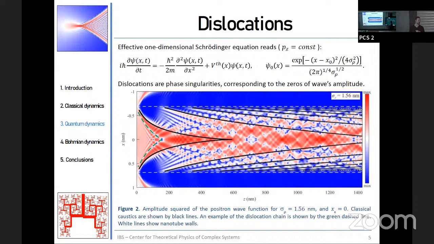In the equation, is the nanotube only included in the potential? I have a potential and then I solve the Schrödinger equation of motion with this initial state. The psi is the wave function of the positron, the initial wave function of the positron. But the nanotube itself has a wave function, and you average the potential of the nanotube? No, I treat it as a static external potential. Only an external potential. You do not treat the wave function of the nanotube? No, only the potential.